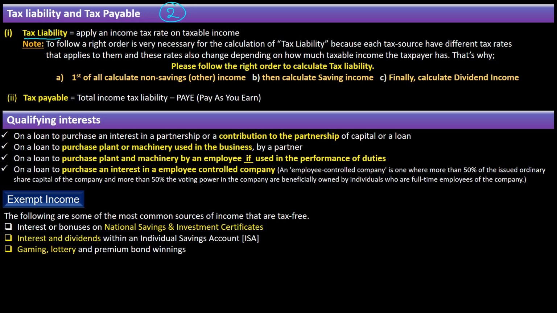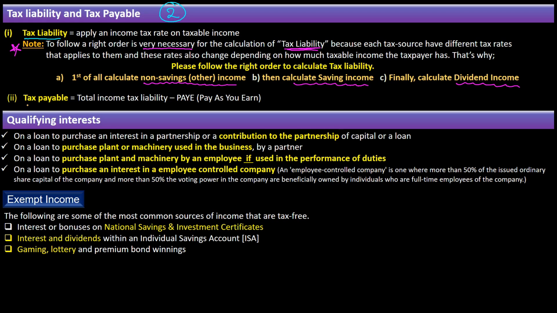For the calculation of tax liability, we have to apply an income tax rate on our taxable income. Please note this point, it is very necessary to follow the right order in order to calculate tax liability. So we will follow this order. First of all we will calculate tax on non-saving income, then on saving income, and finally on dividend income, because the tax rates that apply to them will be different, and these rates also change depending on how much taxable income the taxpayer has.